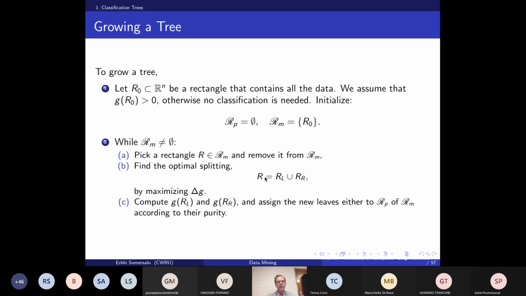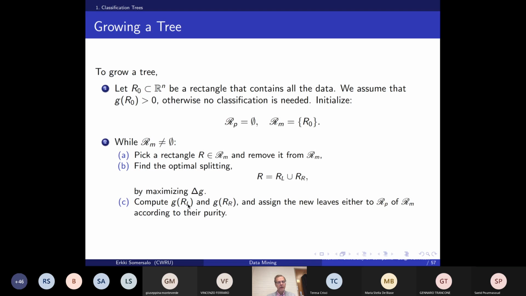Then you split it in an optimal manner. So you say that your R, which you picked, is divided into two rectangles, and you try to do this optimal splitting in such a way that the split maximizes delta G. So it maximizes the improvement of the purity, or has the maximum effect on the Gini index. So delta G is what you look at, and you choose the split in such a way that delta G is maximized.